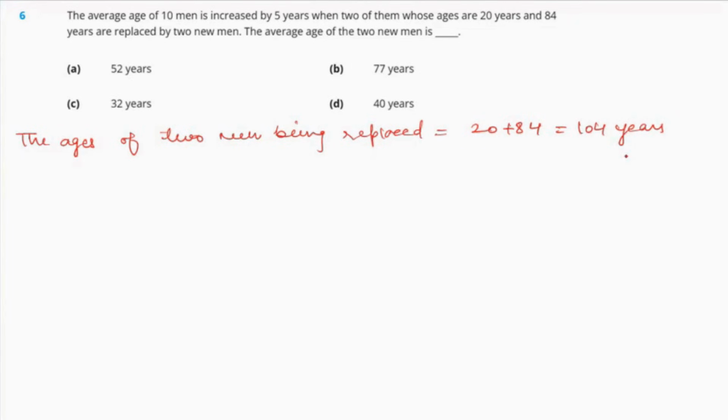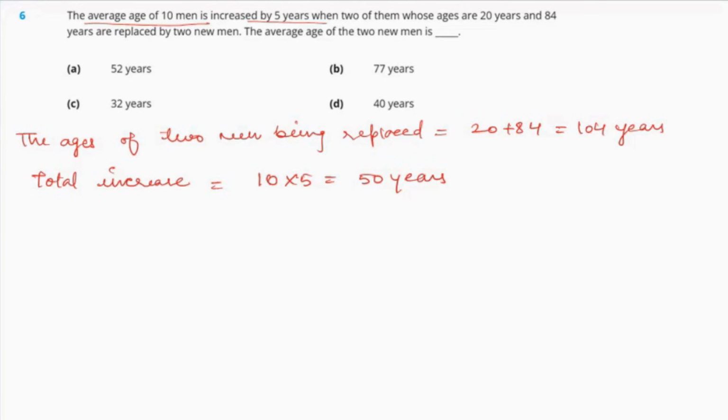After that, it says the average age of 10 men is increased by 5 years. So if we figure out the total increment, since there are 10 men and the average increased by 5 years, we need to multiply by 5. Then we get that the total age increased by 50 years.